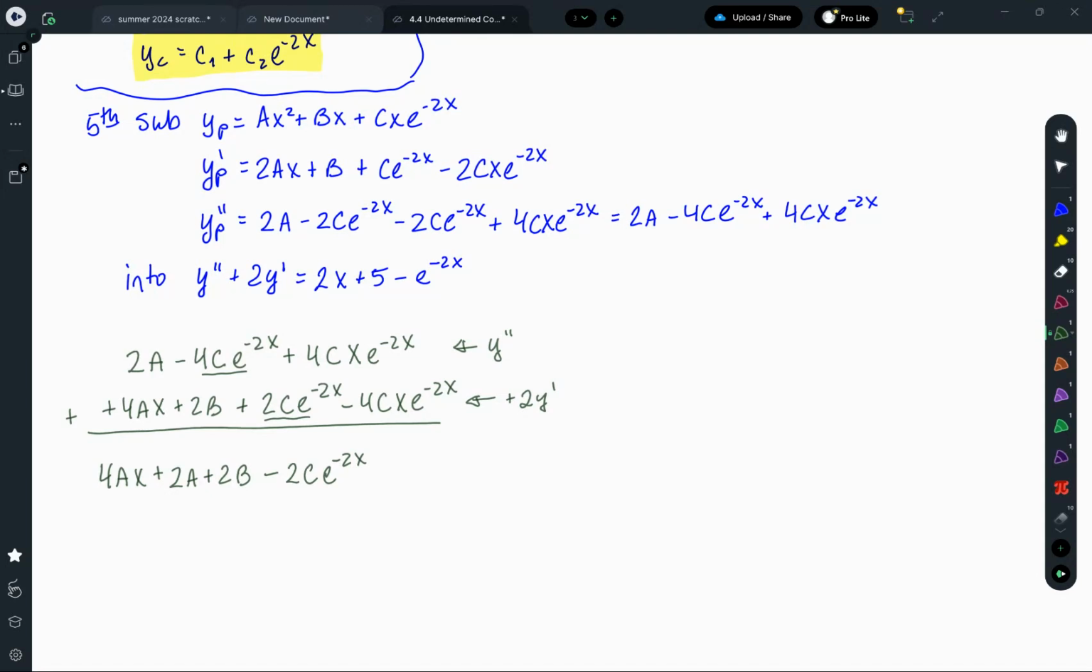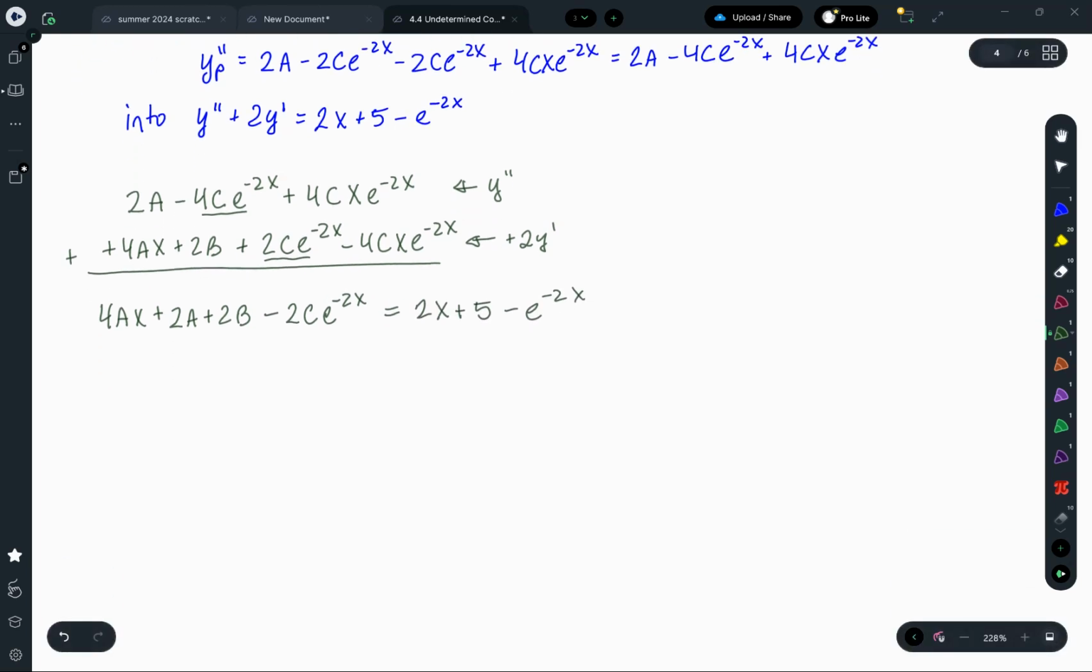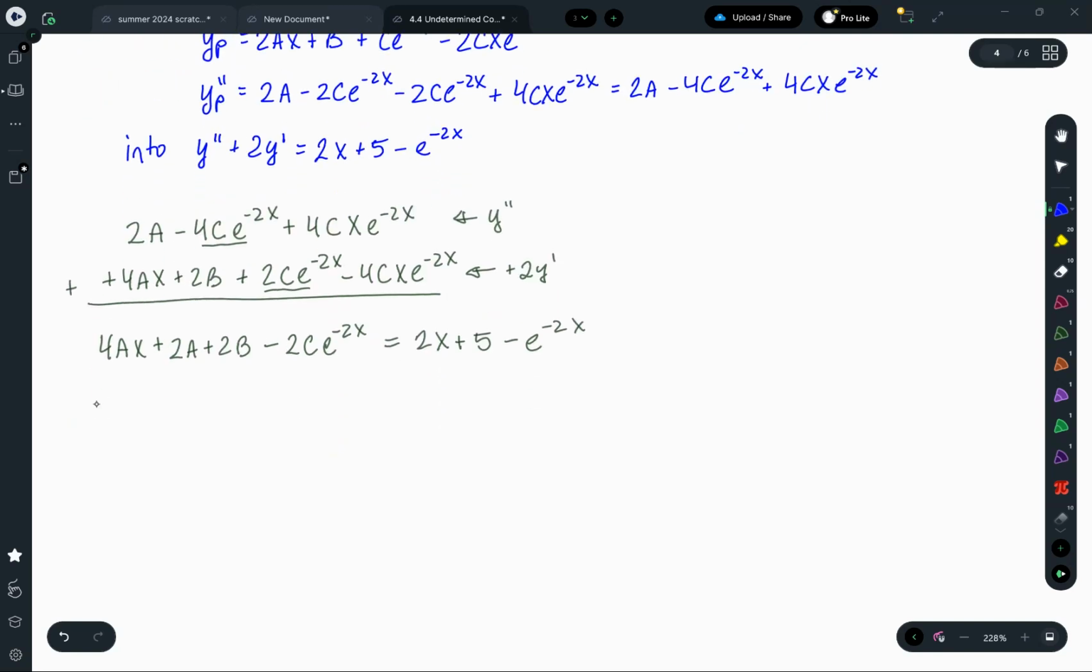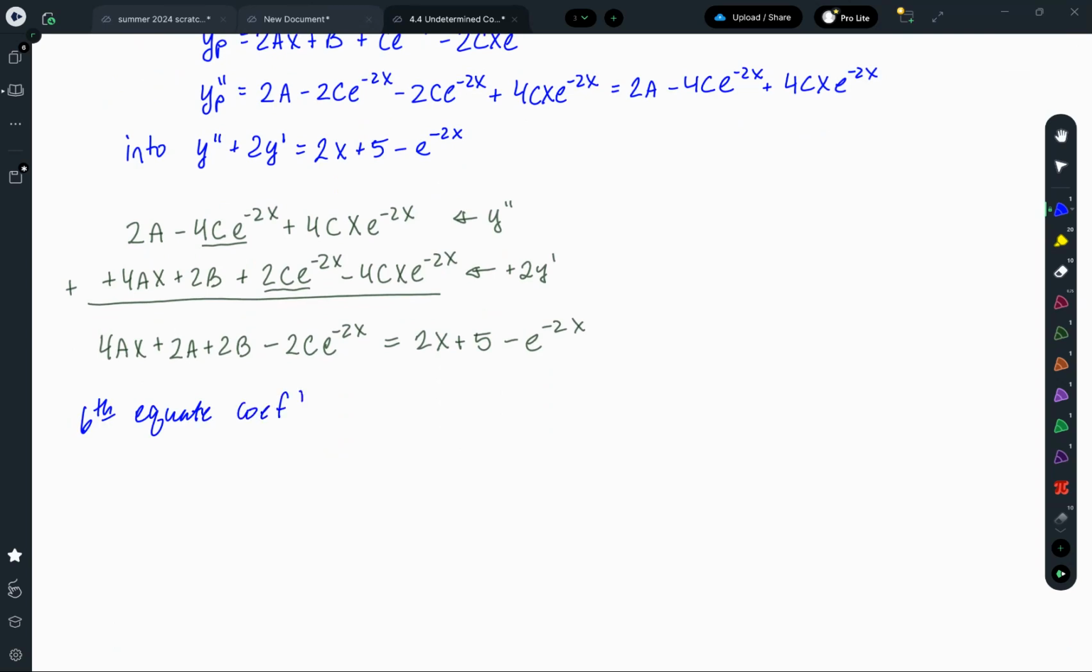So this is the left-hand side of my differential equation, and it should be equal to 2x plus 5 minus e to the minus 2x. So the left-hand side is y double prime plus 2y prime, and the right-hand side is my g of x. Now, I have to equate coefficients. I don't think I gave it that name before, but we're into step 6, so let's do this. We want to equate coefficients.